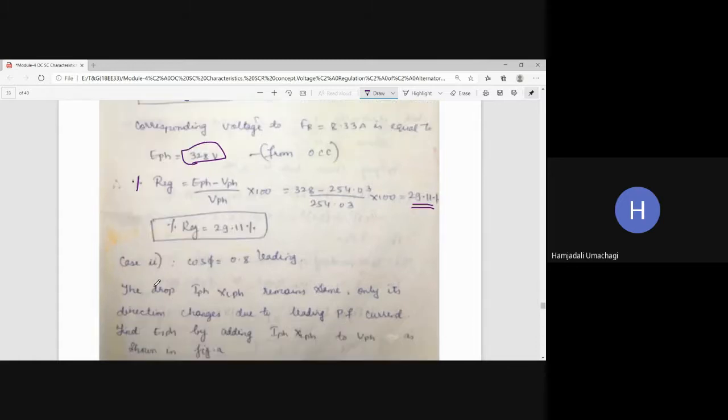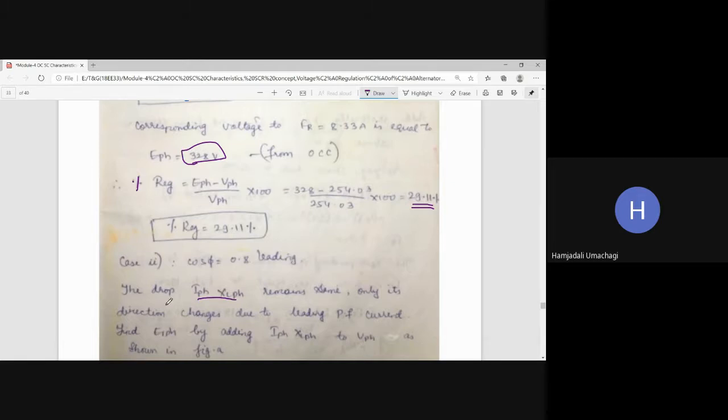Now we'll move to case 2. One thing you remember: from the Potier triangle, we are extracting IAXL information and IF2 information, and that will remain constant for any loading condition or any power factor condition here. Case 2: here we should calculate voltage regulation for cos phi equal to 0.8 leading. Now in place of lag, you should take leading power factor.